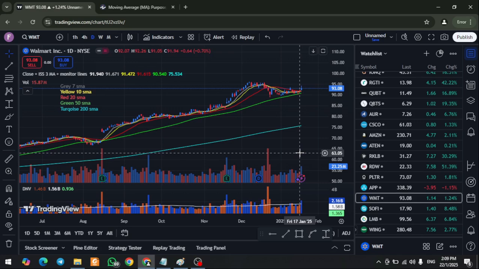Okay, in this example, I'm using the simple moving average, and I always use the simple moving average. I'm not using EMA, which is the exponential moving average.